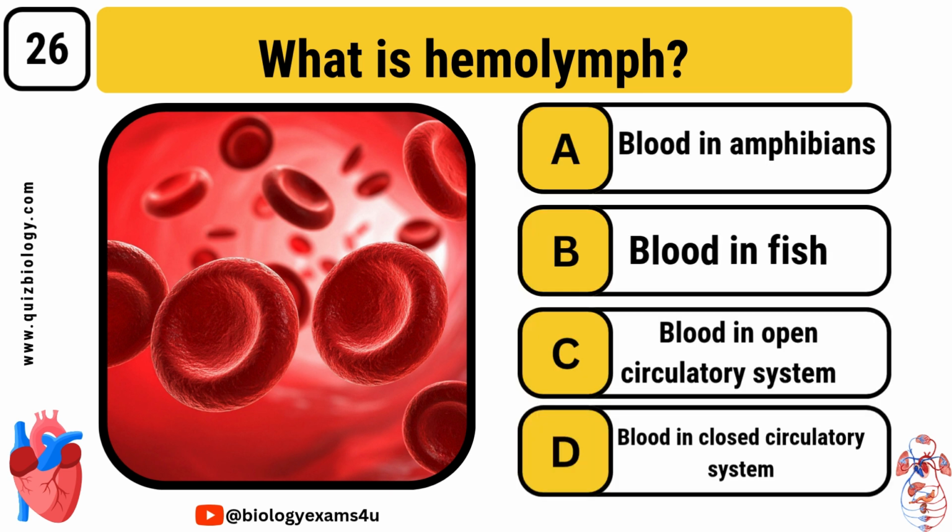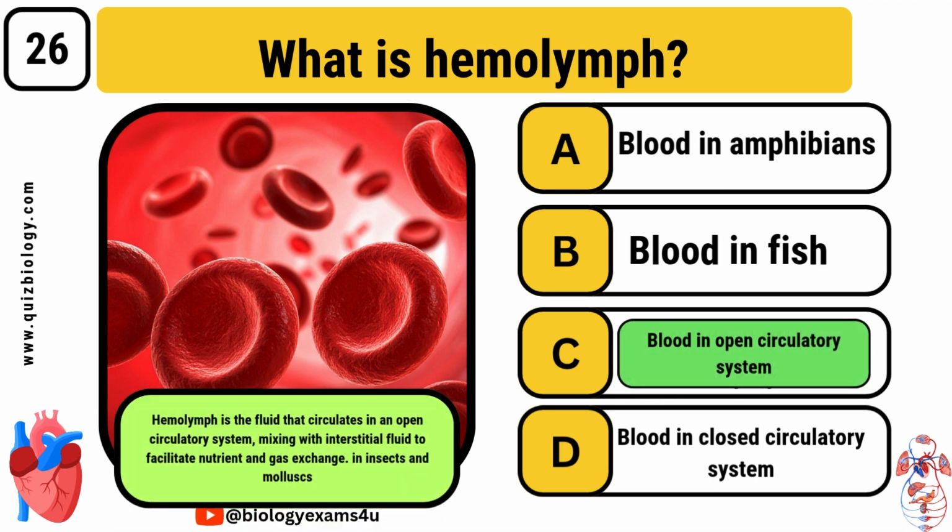What is hemolymph? Blood in amphibians, blood in fish, blood in open circulatory system, blood in closed circulatory system. It's a fluid that circulates in an open circulatory system, mixing with interstitial fluid to facilitate nutrient and gas exchange in insects and mollusks.